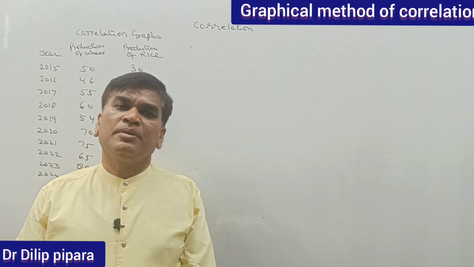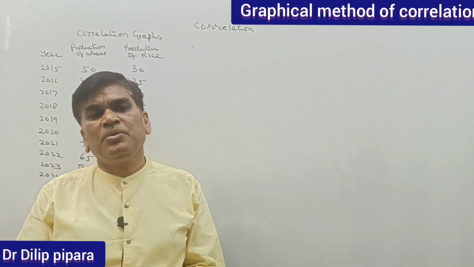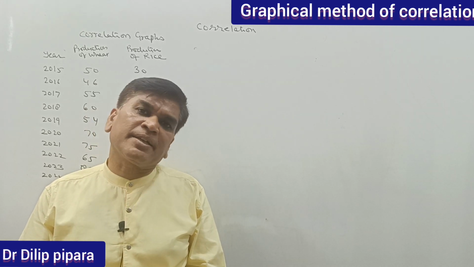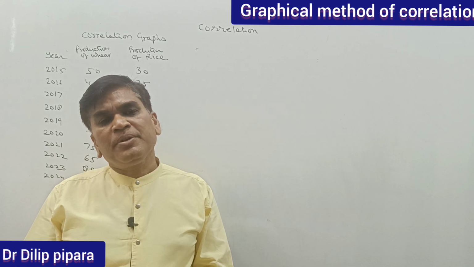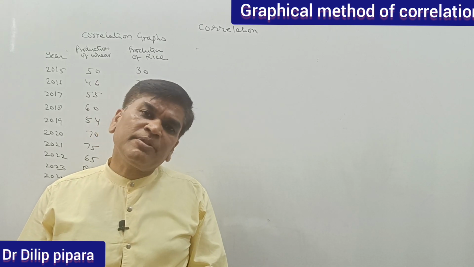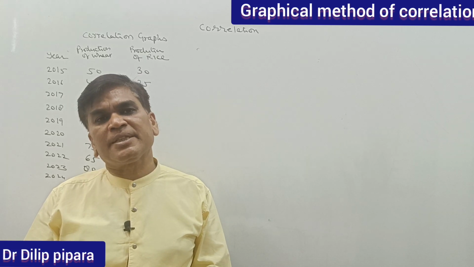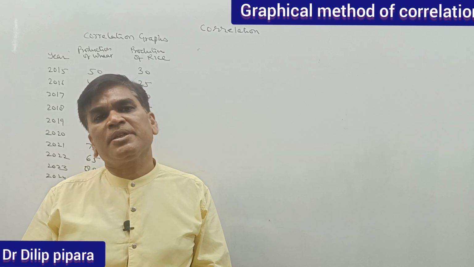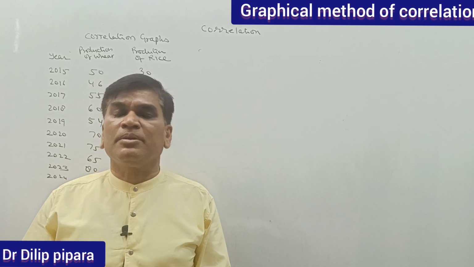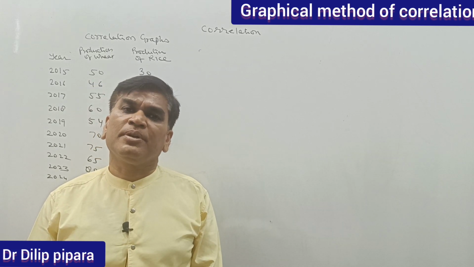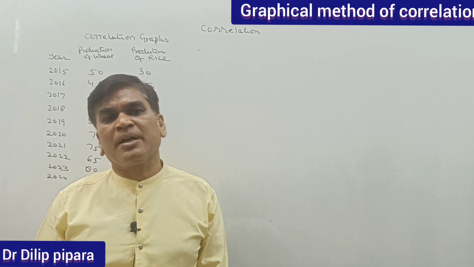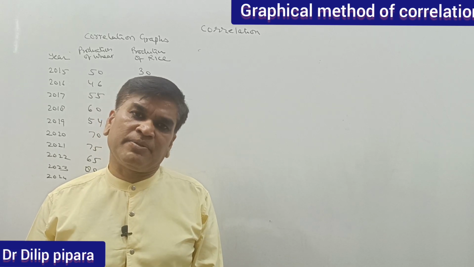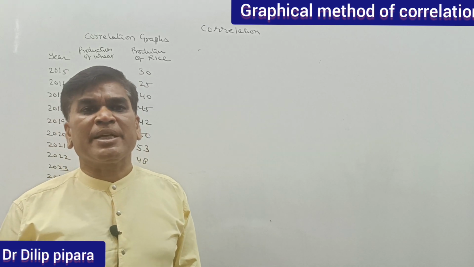In the last video, we discussed how to calculate correlation with the dot method or scatter diagram method. In today's video, we will discuss another method of measuring correlation, called the graphical method of correlation. In that method, without using much mathematics, only with the help of a graph, we will discuss whether the correlation is positive or negative. I have taken some examples for that.